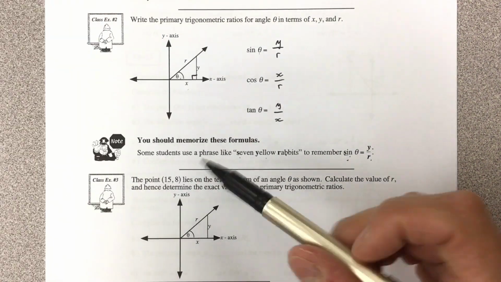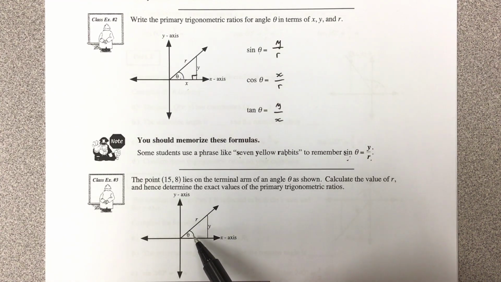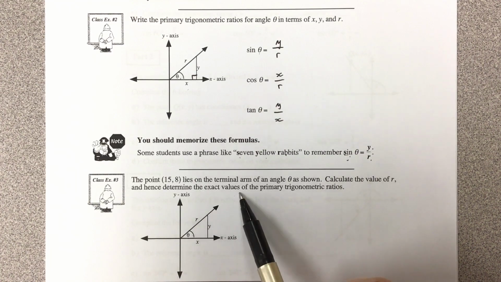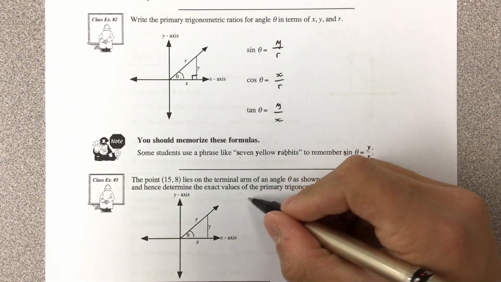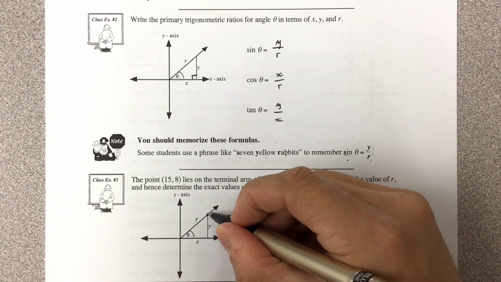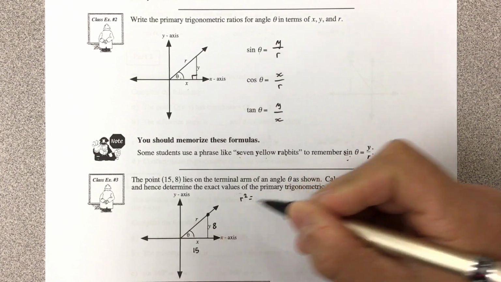Point 15 and 8 lies on the terminal arm of an angle theta shown. We want to calculate the value of r, and then we want to determine the exact values of the primary trig ratios. So first thing we're going to have to do, find the value of r, is use our Pythagorean theorem. So this point is 15 and 8.